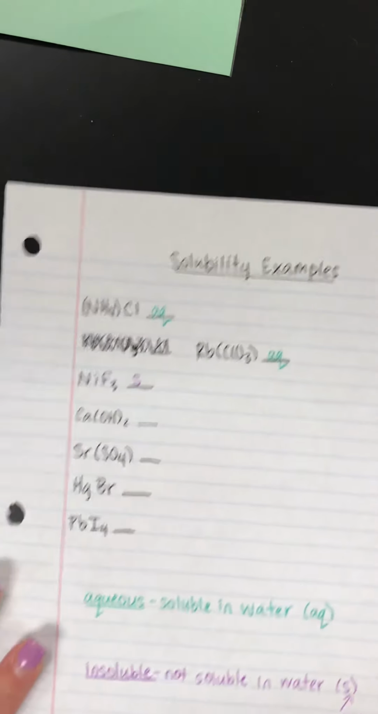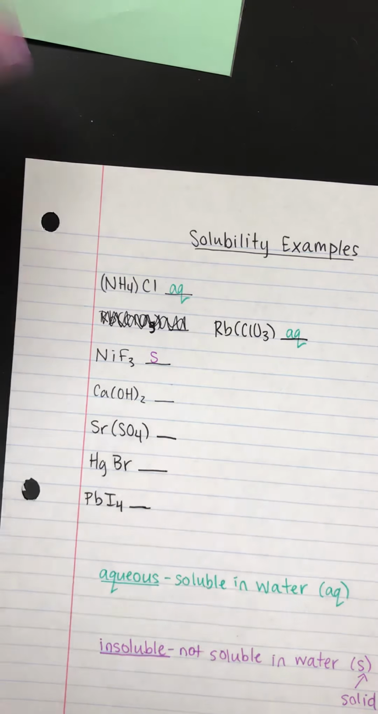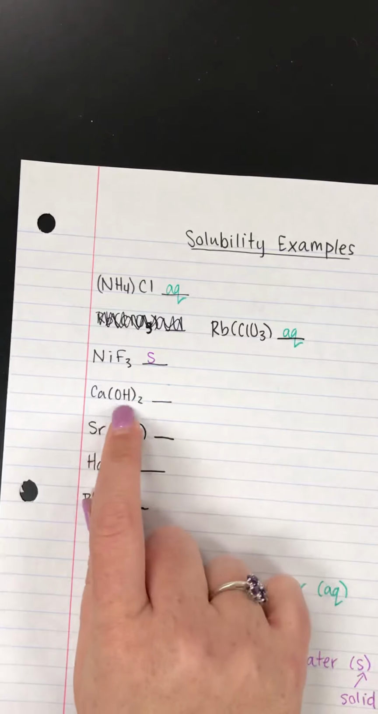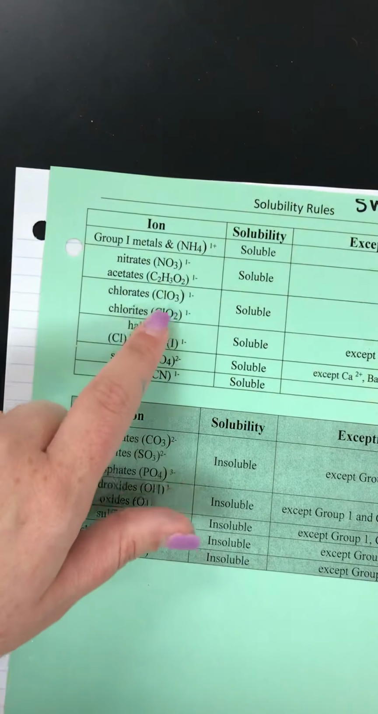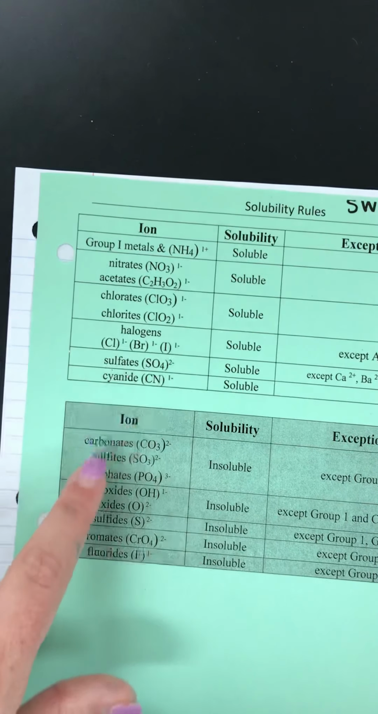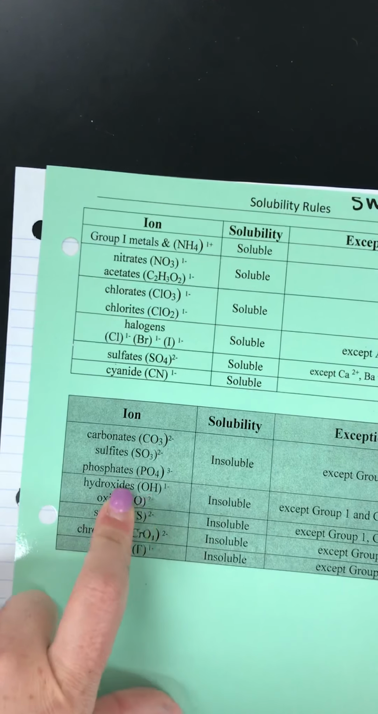So that means it would stay a solid in water. All right, let's look at the next one. We're gonna look at the negative, the OH part. So we need to find OH on our list. Let's go through all of them. So that's down here, that's hydroxides.